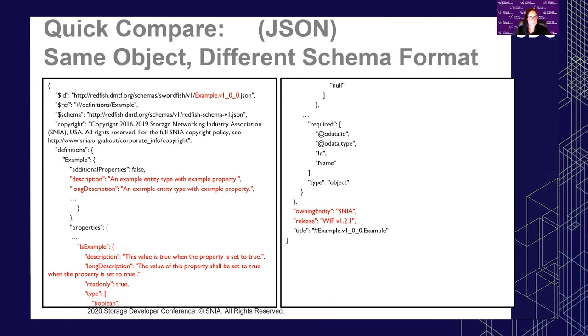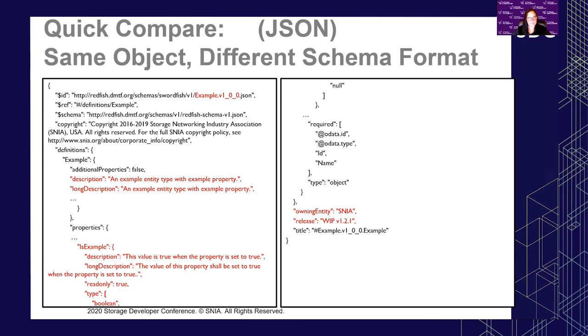So here in the JSON schema, you see again at the top the type and the version. You see the description, long description for the object type, and then you see down under properties, here's the specific property. You see everything that I highlighted, including the read-only, which I didn't, and the Boolean. And then here you see those two additional annotations included.